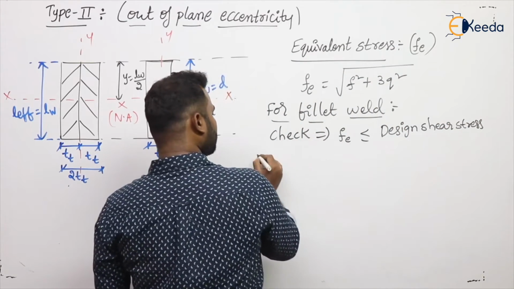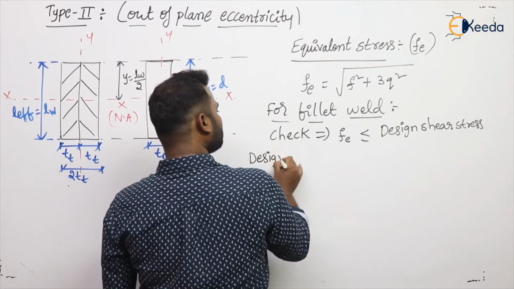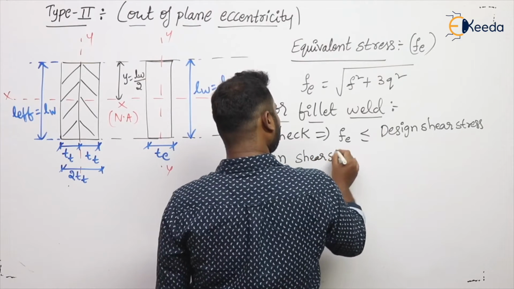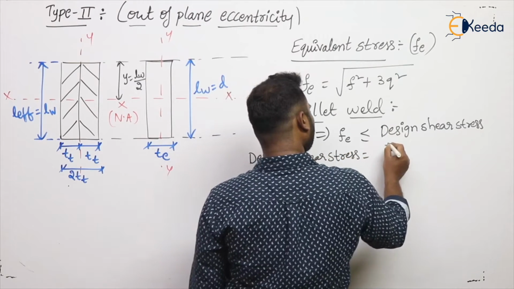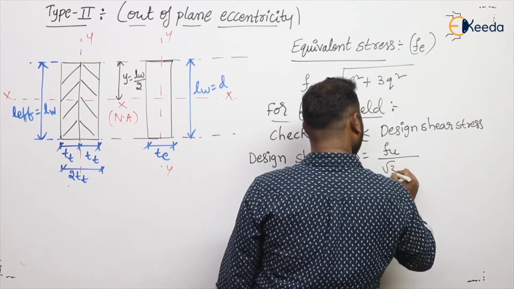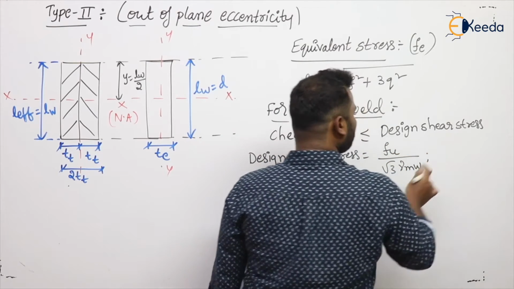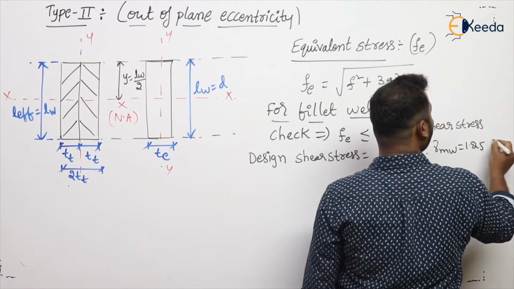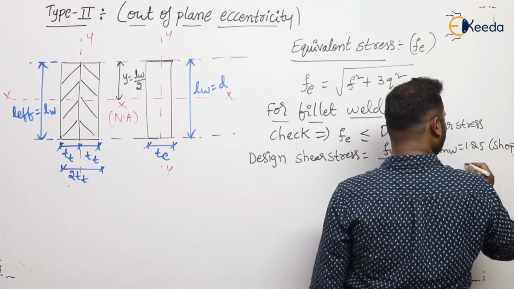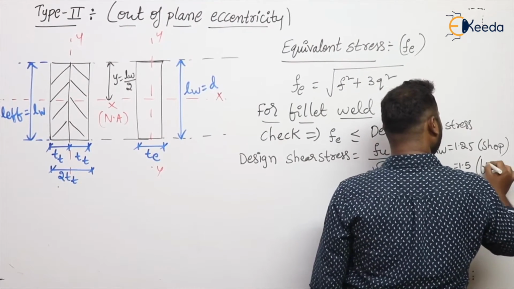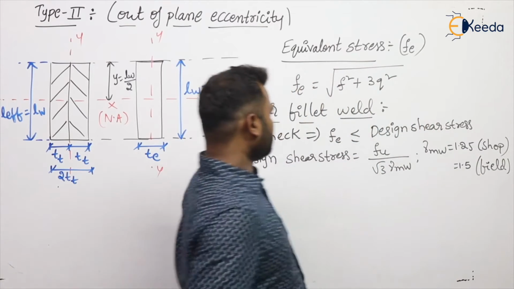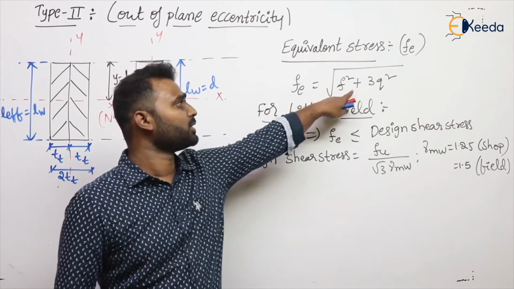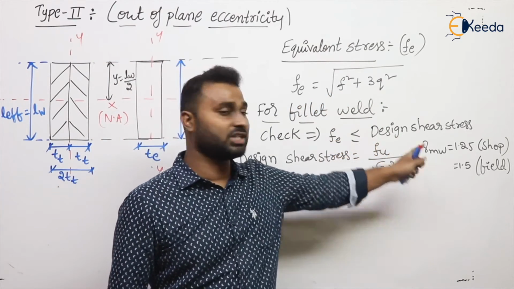Clear? Now design shear stress in fillet weld, as we already discussed in our previous sessions, is equal to Fu upon root 3 into gamma mw, and we know that this gamma mw is equal to 1.25 for shop welding and 1.5 for field welding. Is that clear? So for fillet weld, this is the check: equivalent stress, that is root of F square plus 3Q square, should be less than or equal to design shear stress. Clear, everyone?